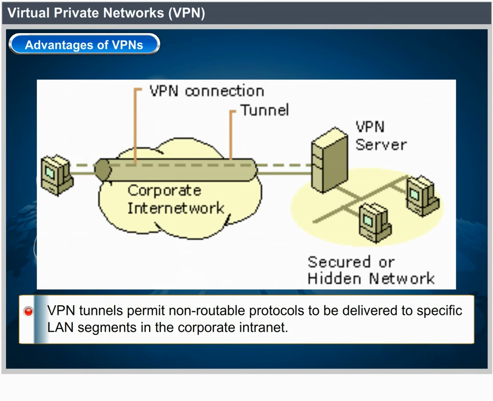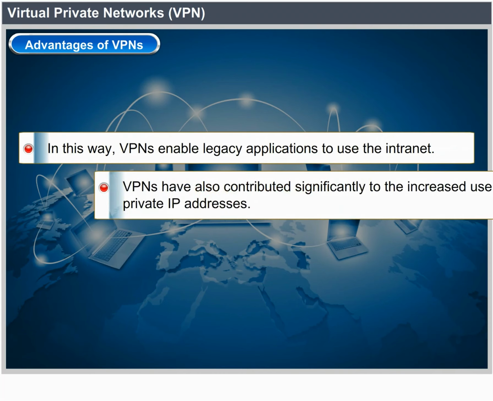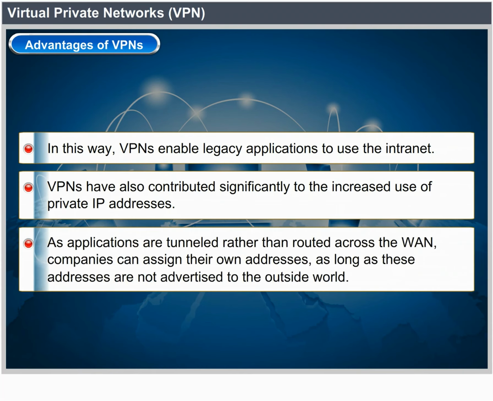VPNs have also contributed significantly to the increased use of private IP addresses. Since applications are tunneled rather than routed across the WAN, companies can assign their own addresses as long as the addresses are not advertised to the outside world.